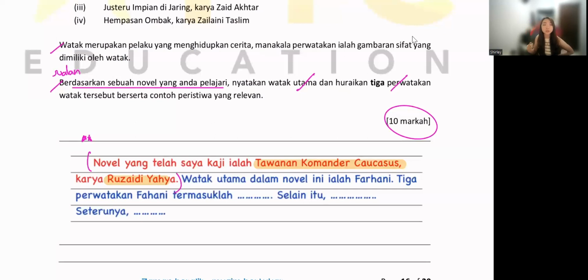And also please remember you will need to give peristiwa and contoh. Not just say nyatakan watak utama, can. Just list out who is the watak utama. Huraikan tiga perwatakan. You need to explain what is the perwatakan. Seorang yang bertanggungjawab. Why is it bertanggungjawab? From which scenes? Which incidents? Yang mana itu peristiwa yang menunjukkan watak utama ni sangat bertanggungjawab. Okay, you need to provide examples, contoh peristiwa. Okay, this is the novel. Can I remember this sentence? Huh? Very important.